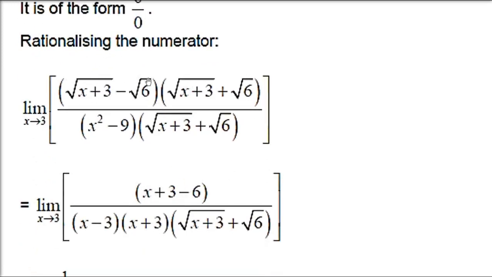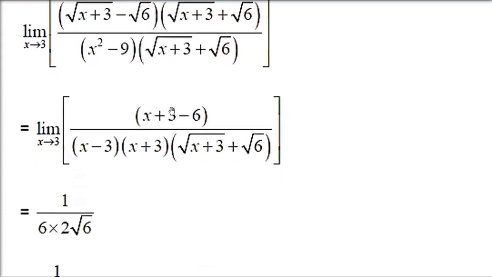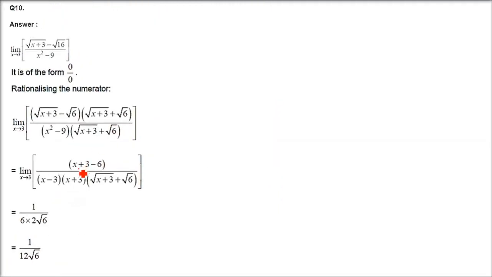So a minus b, a plus b. So x plus 3 minus 6, that is x minus 3. X square minus 9 in the denominator, you can write x minus 3, x plus 3. So in the numerator, you get x minus 3, because x plus 3 minus 6 is nothing but x minus 3. And this you can cancel by x minus 3. So you have in the denominator 1 by x plus 3.